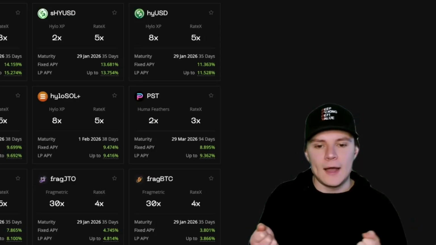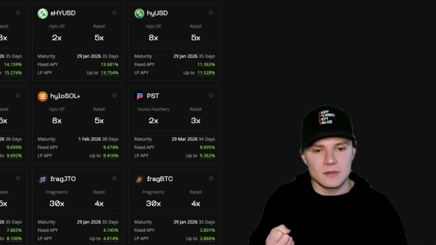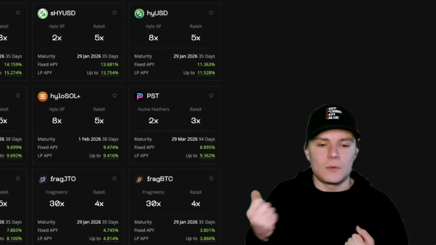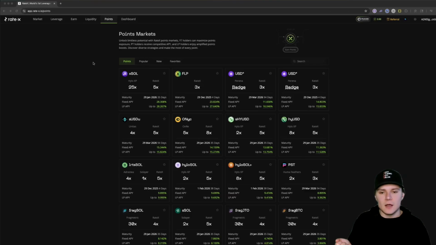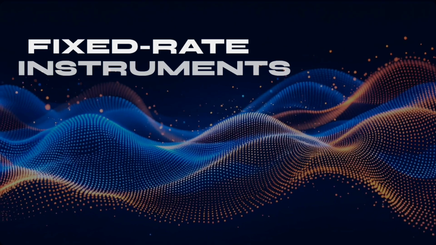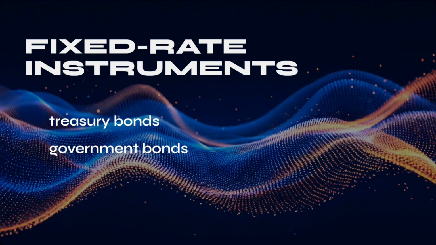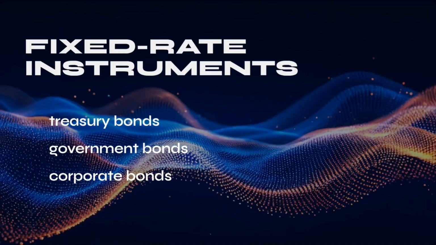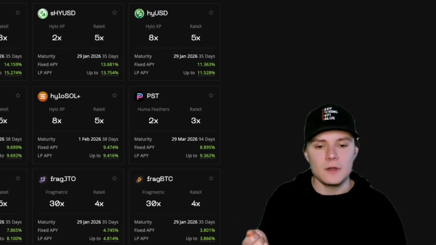However, there's lots of needs for fixed rate instruments, and we see that when we look at TradFi, where the vast majority of fixed income instruments are just that. They're fixed income. They're fixed interest rate. These would be your government bonds, your corporate bonds, so on and so forth. But in crypto, there's not really a concept of fixed rates. And so these interest rate protocols stand to solve that.